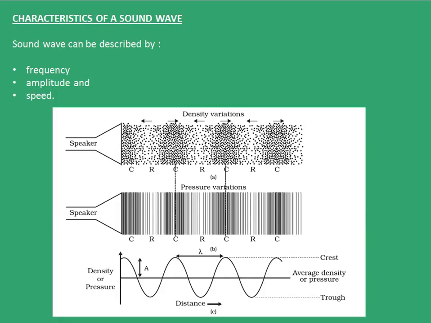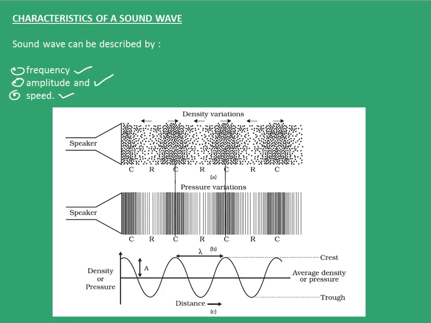Hello guys, in the previous video we had seen that sound can be considered a wave. Now let us see some characteristics of a sound wave. A sound wave can be described by its frequency, its amplitude and speed. One by one we will see what is frequency of a sound wave, what is amplitude of a sound wave and what is speed of a sound wave.